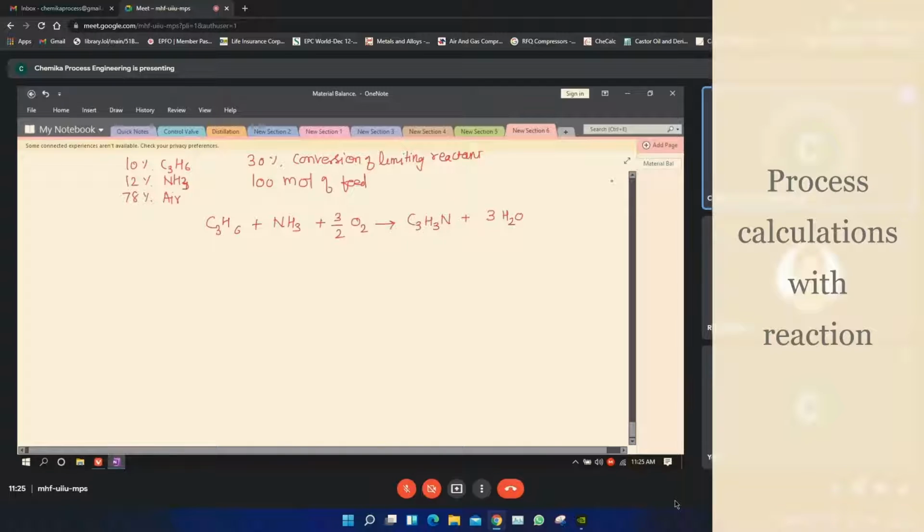So we consider the basis as 100 moles per hour. We draw the diagram. It is better to always draw the diagram. So the feed is 100 moles per hour. The feed contains 10% of C3H6, then 12% of ammonia, then 78% of air. We don't know anything else here.